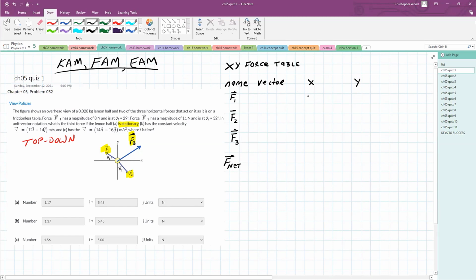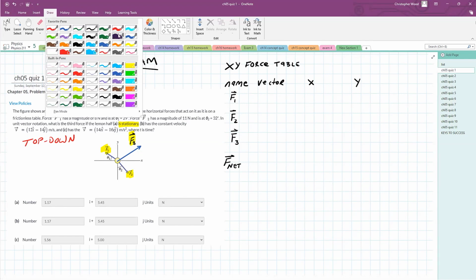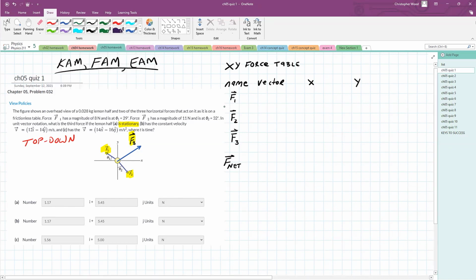Well, let me just keep going with this. All right, so the thinking is, if I add up all of these vectors, F1 plus F2 plus F3 equals the net vector. So I could literally indicate it like this. The net vector acting on that lemon is the vector sum of F1 plus F2 plus F3. So that's all we're doing here. It's really that obvious. So now let's peel apart the layers.